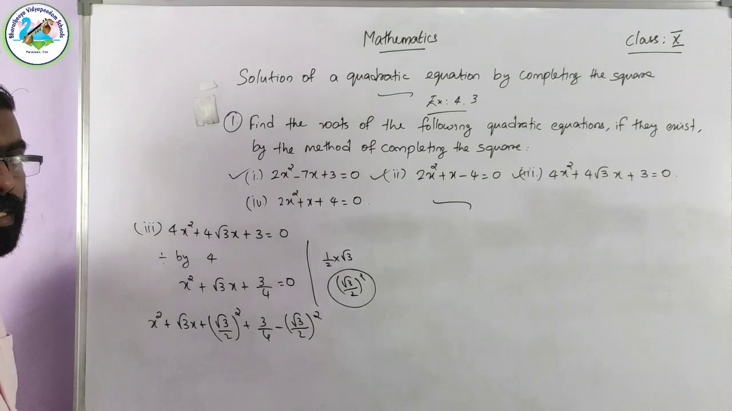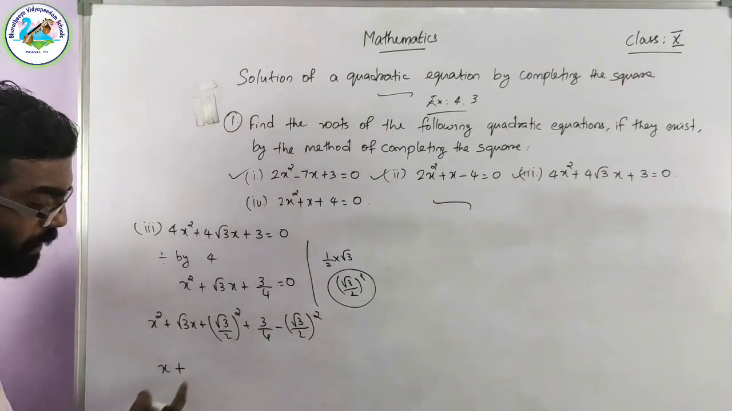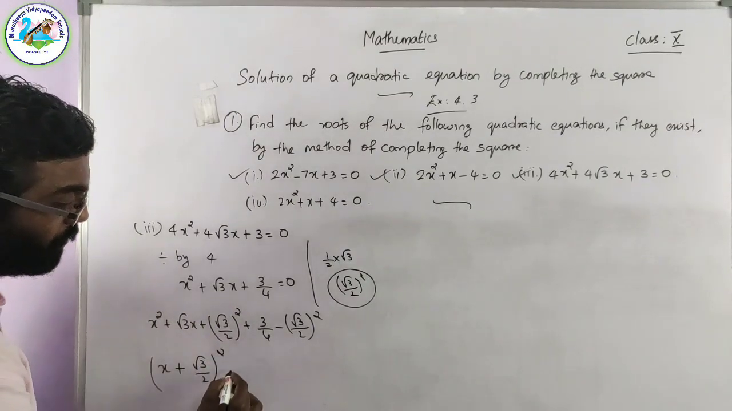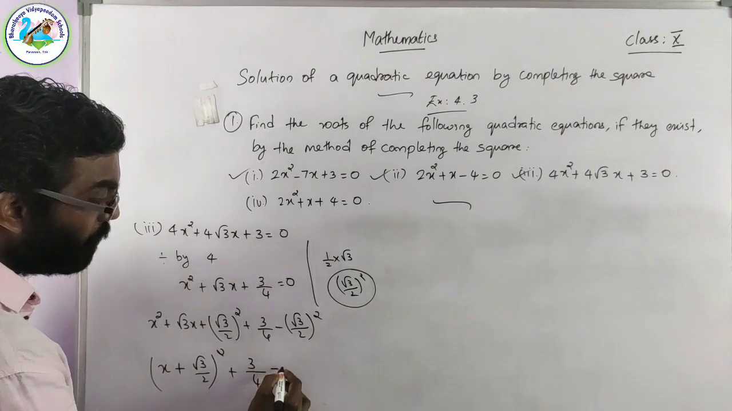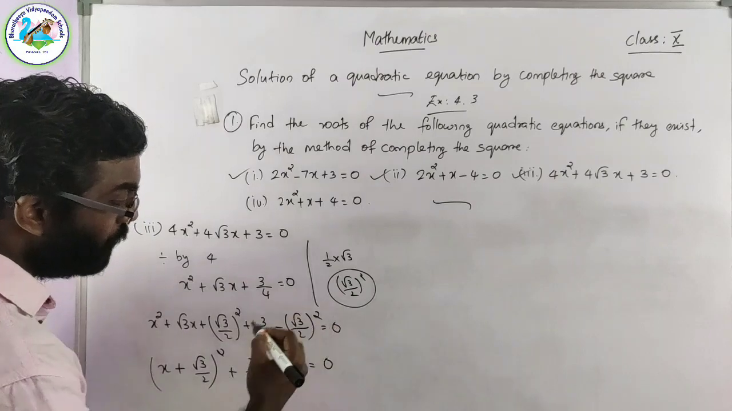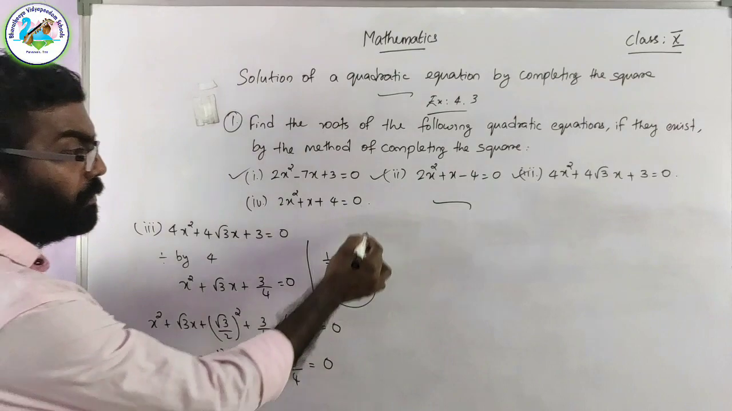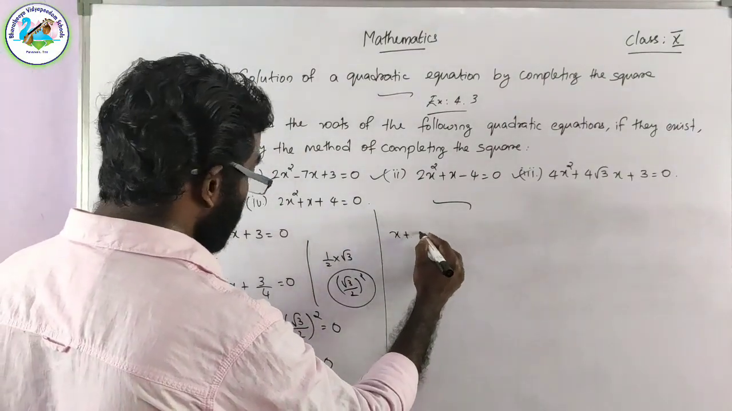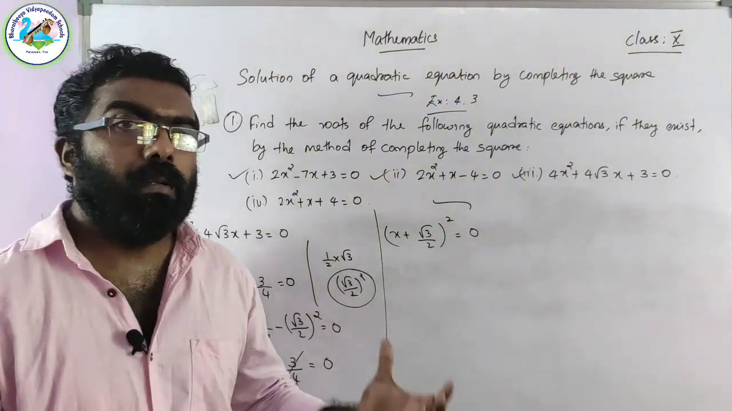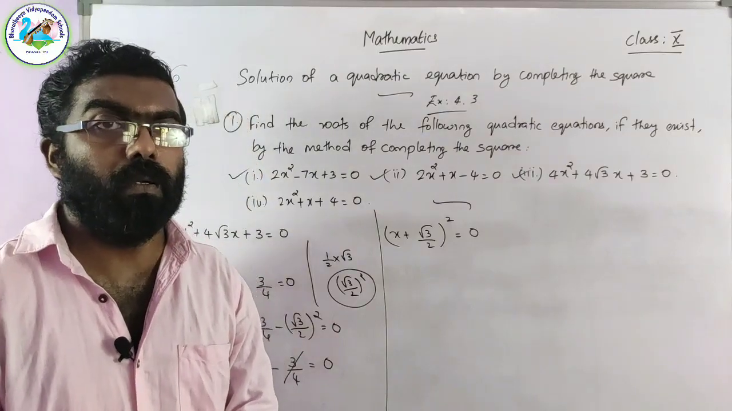Now we can combine the first three terms. Square root of the first term is x, sign of the second term is plus, square root of the third term is √3/2, the whole square, plus 3/4 minus 3/4, which is equal to 0. Here we can cancel 3/4 and −3/4, and we get (x + √3/2)² = 0.